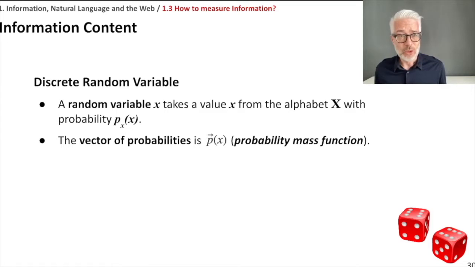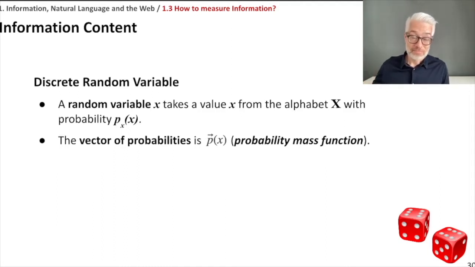Okay, how do we model that? We do this usually with the standard means of probability theory. So we have a discrete random variable, and let's say we have this random variable X. This takes a specific value x from an alphabet. We also call this X, now with a capital letter, and a specific probability. So this is p sub X of x. So this is the specific probability that our random variable X takes the value x.